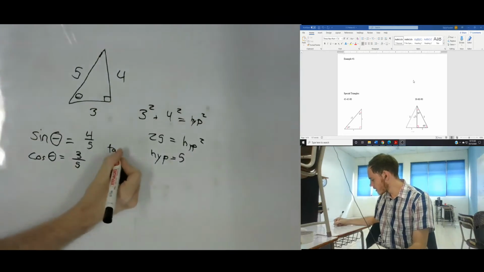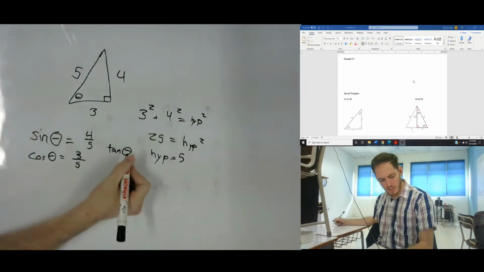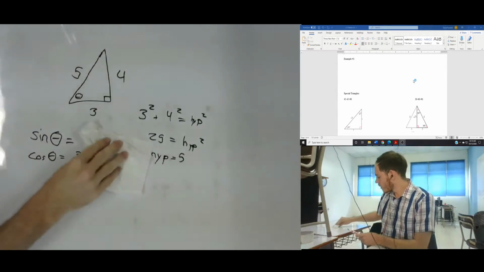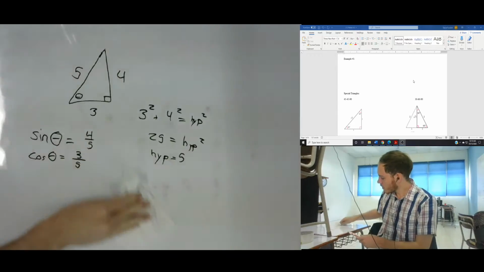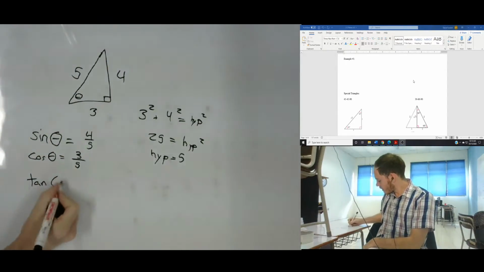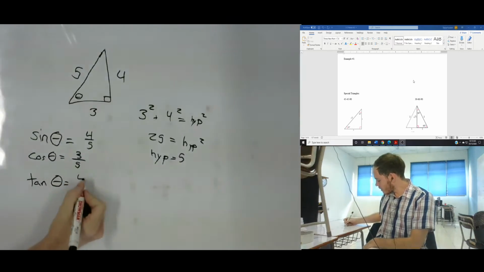Tangent, now is there a process to do this? Yes. This is the process they use, so we'll use it. Apologies. Okay. So they do tangent of theta equals opposite over adjacent.